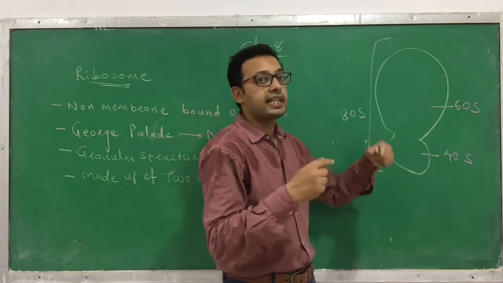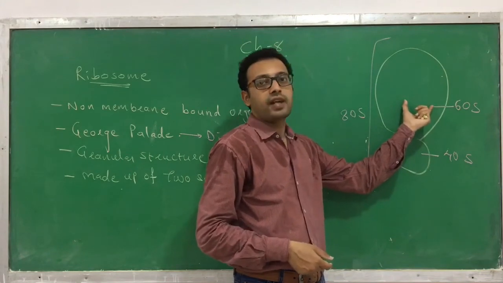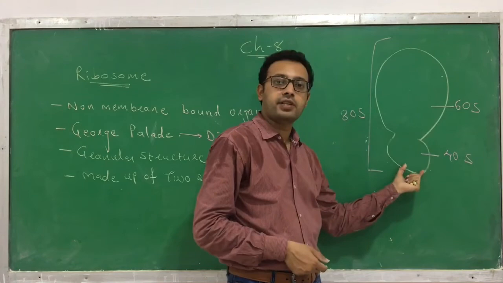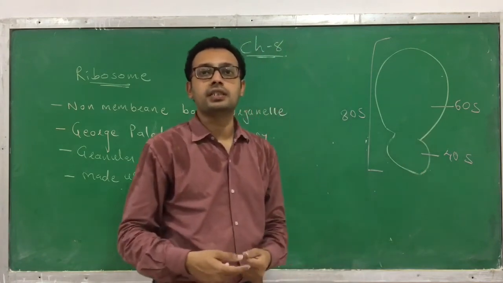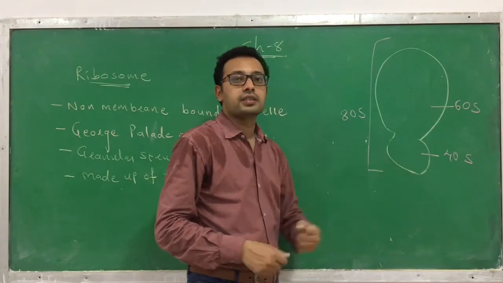Whereas in the case of the prokaryotic ribosome, the size of the larger subunit is 50S, the size of the smaller subunit is 30S, and the total size is 70S. Clear? So this difference is found in the size.